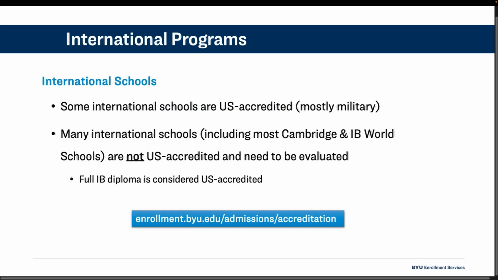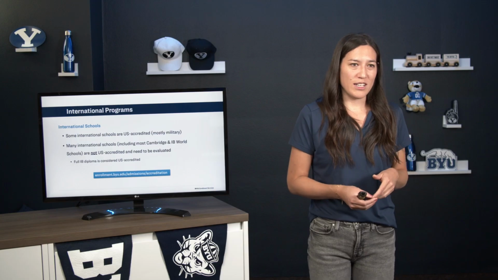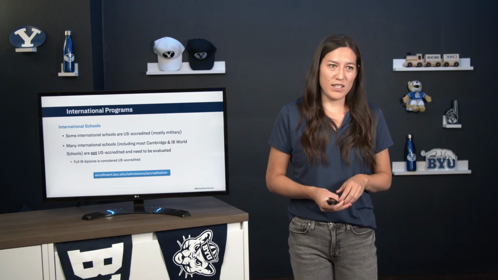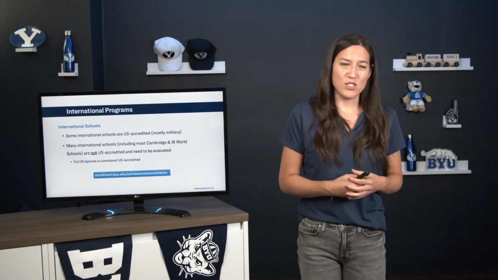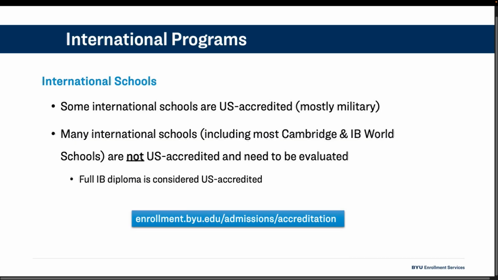If you've attended an international program where these programs are located in multiple countries, you'll need to look carefully to see if your school is international or has US accreditation or not. Some international schools, especially those who are on US military bases, do have US accreditation. There are a handful of others out there that do as well. But many of these international schools, including Cambridge and IB World Schools, do not have US accreditation, and those do need to be evaluated. So please check carefully with your school to see if it's US accredited or not, to see if you need to submit an evaluation.